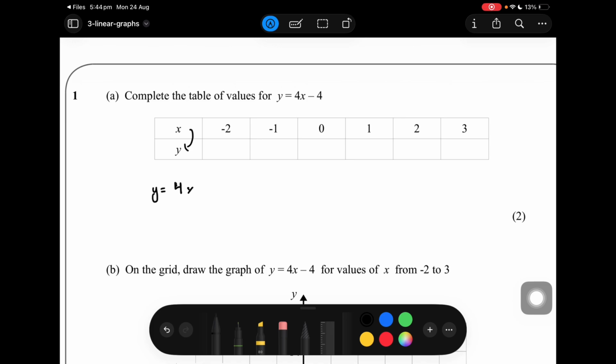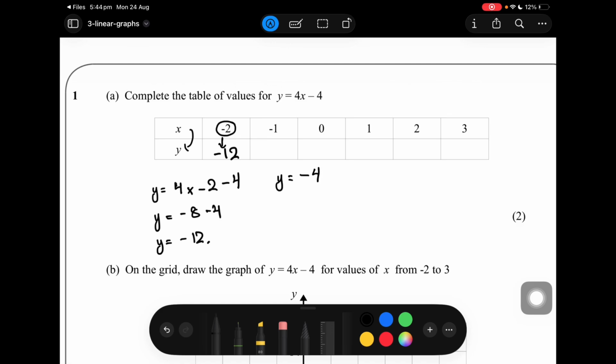So y is equal to 4 multiplied by negative 2, because we're solving for the first value, so multiplied by negative 2 minus 4. So y is equal to negative 8 minus 4. y is equal to negative 12. So this is negative 12. Now we use the same thing for the next one too.